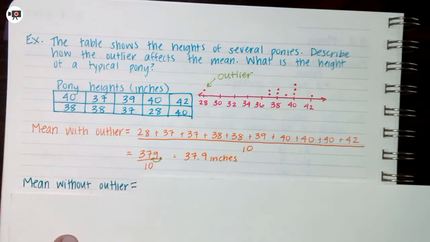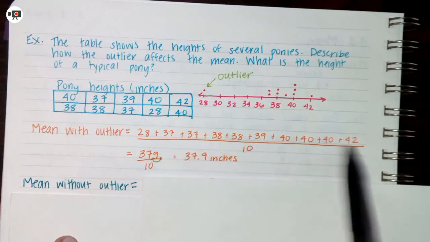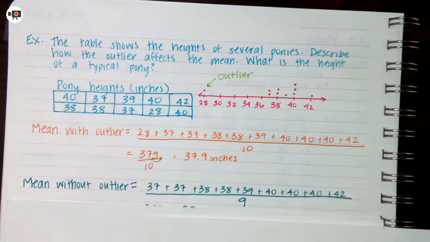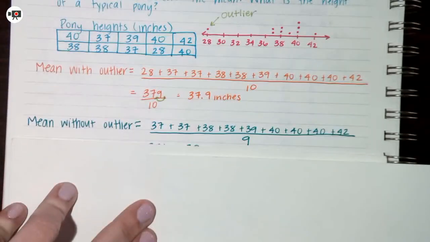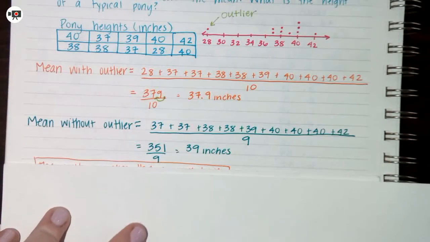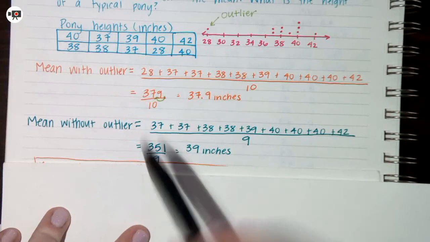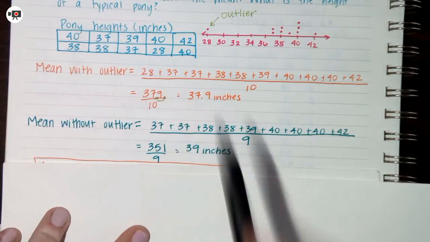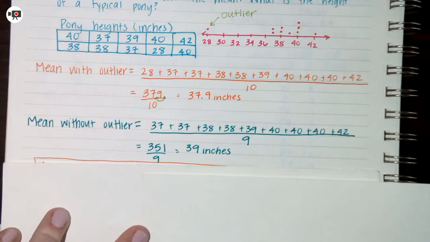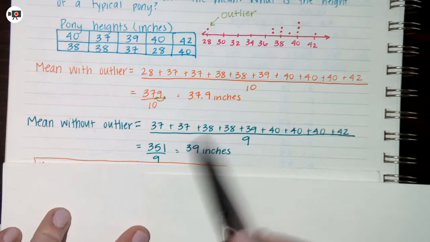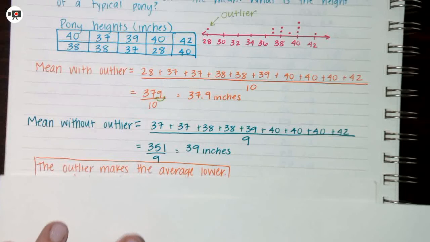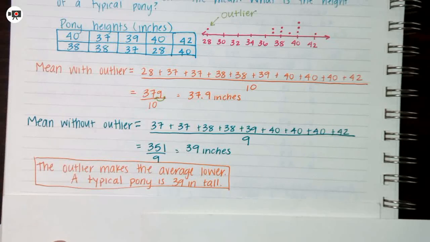Now the mean without the outlier is still all of these numbers without 28, but now I only have 9 numbers that I am averaging. So that would be 39 inches. So this outlier of 28 is so small that it's weighing down the mean. We can see that it's higher when we do not include 28. So the outlier makes the average lower. And since it's so far removed from the group, we will say a typical pony is 39 inches tall.